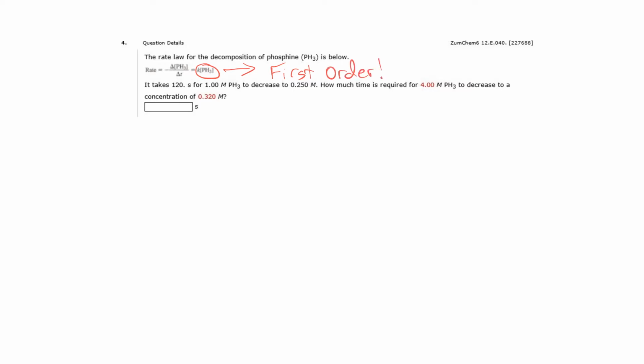That's really important. From there, we just need to apply the integrated rate law twice. In this case, the substance, the lone reactant, is phosphine, PH3. And I'm just applying the first order integrated rate law. So first part, it says it takes 100 seconds for 1 molar phosphine to decrease to 0.25. Let's plug in those numbers.